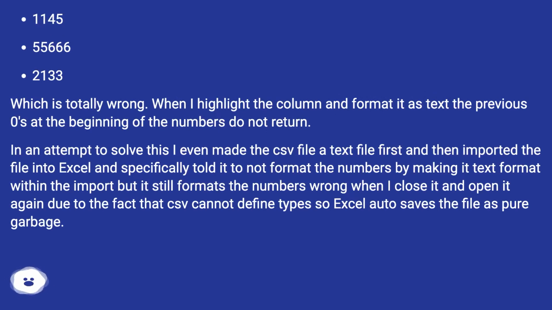When I highlight the column and format it as text, the previous zeros at the beginning of the numbers do not return. In an attempt to solve this I even made the CSV file a text file first and then imported the file into Excel and specifically told it to not format the numbers by making it text format within the import, but it still formats the numbers wrong when I close it and open it again due to the fact that CSV cannot define types, so Excel auto-saves the file as pure garbage.